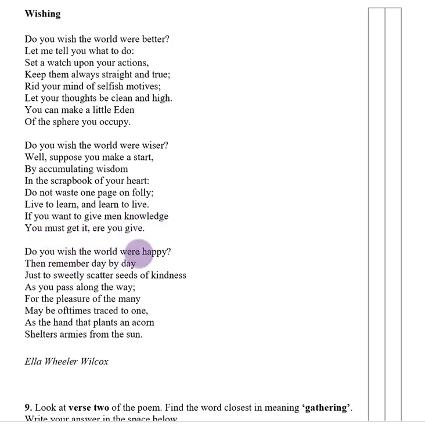Do you wish the world were happy? Then remember day by day, just to sweetly scatter seeds of kindness as you pass along the way. For the pleasure of the many may oftentimes trace to one, as the hand that plants an acorn shelters armies from the sun.